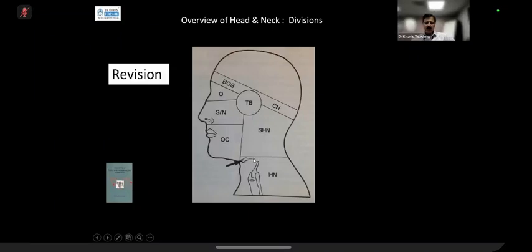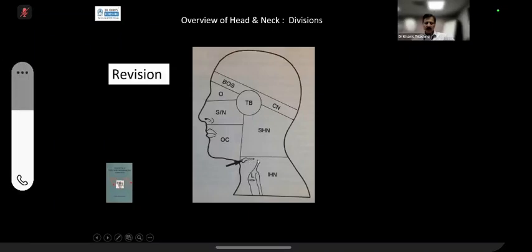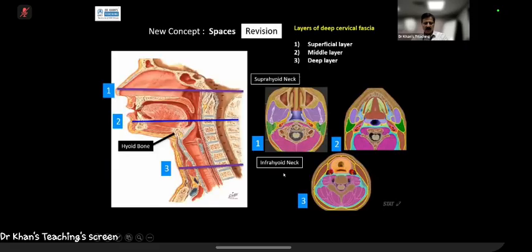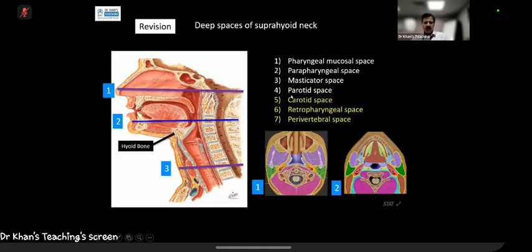Neck. The neck is divided, this is the hyoid bone, which is a landmark, into suprahyoid neck and infrahyoid neck. And please remember that the larynx is part of the infrahyoid neck. So we have already covered the neck spaces. There is a concept of deep cervical fascia, which has three layers: superficial, middle, and deep layer. And because of that, we can divide the neck into various layers. So that is the main concept.